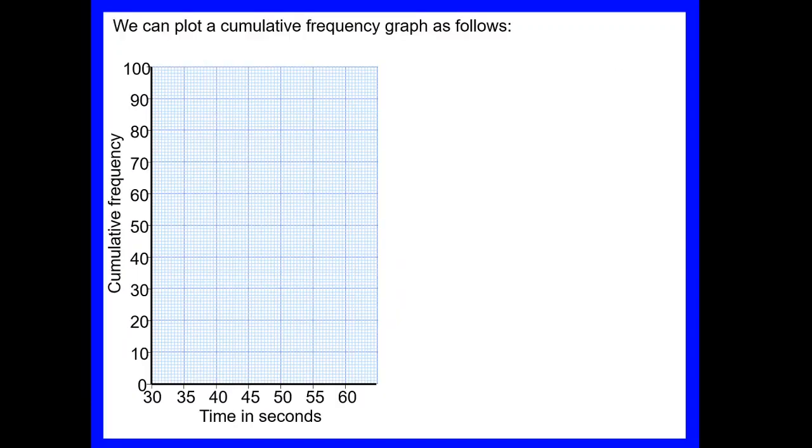So once we have our cumulative frequencies, we can plot them into a graph. Cumulative frequency is always on the vertical axis, starting at 0, and in this case, our maximum value is 100. And the other variable, this time in seconds, goes along the horizontal axis. And you'll notice that I haven't needed to start at 0. If I started at 0, I would just end up with a big gap at the beginning of my graph. So I've started at the lowest value from my table, which was 30.